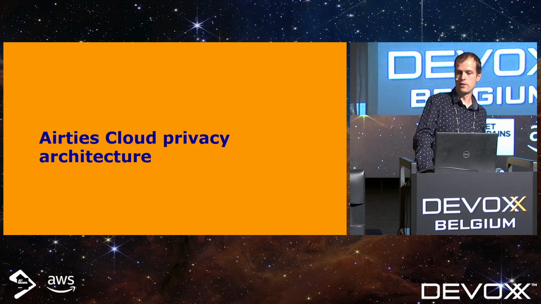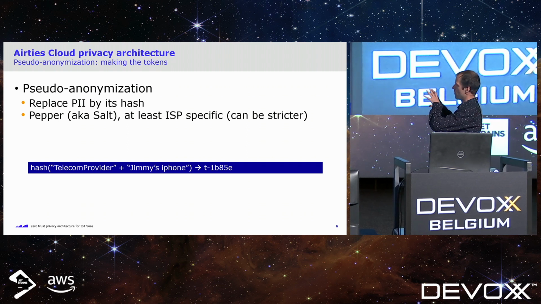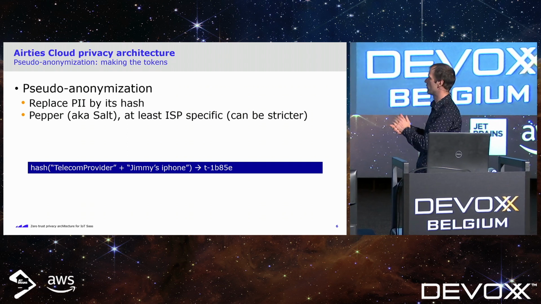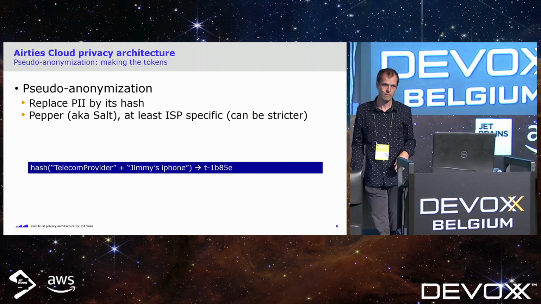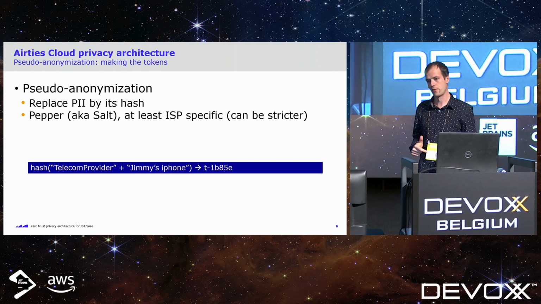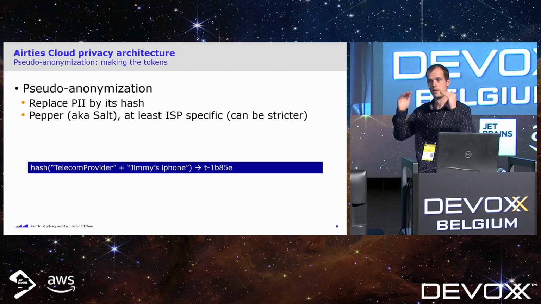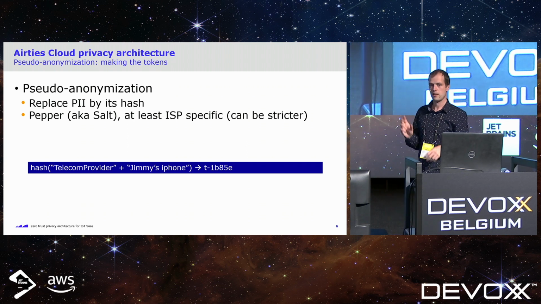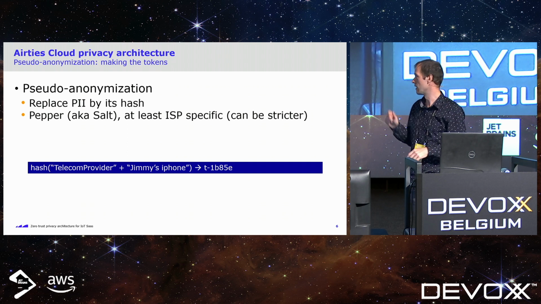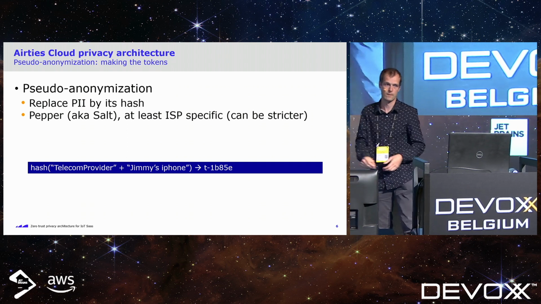A lot of what we do is based on pseudo-anonymization. So we make sure that we generate from that personally identifiable information a hash or a token, with a pepper or a salt, which is at least on ISP level, but we can also, for example, put it at home level. So every piece of personally identifiable information will receive a unique token by which we can identify it, which we can use to process the data, but we don't know what's behind that hash.